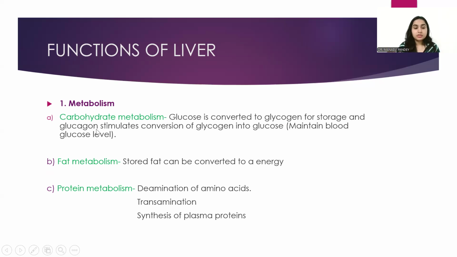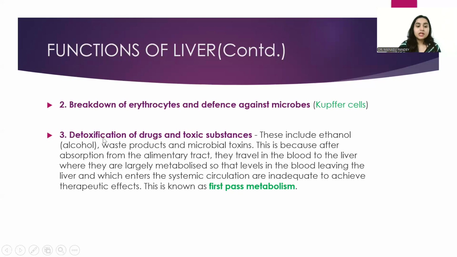Fat metabolism. Liver helps in fat metabolism also because the stored fat can be converted to energy. Protein metabolism: deamination of amino acids, transamination, and synthesis of plasma proteins. These three processes are all carried out in the liver. Breakdown of erythrocytes and defense against microbes by the help of Kupffer cells. Detoxification of drugs and toxic substances. Now, these include the alcohol or ethanol, waste products, and microbial toxins.